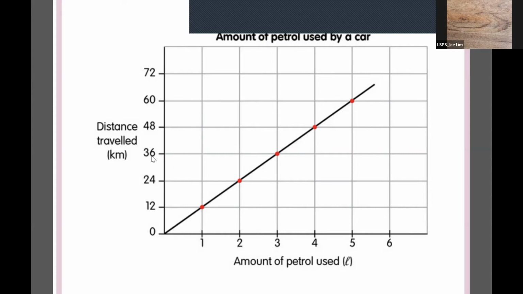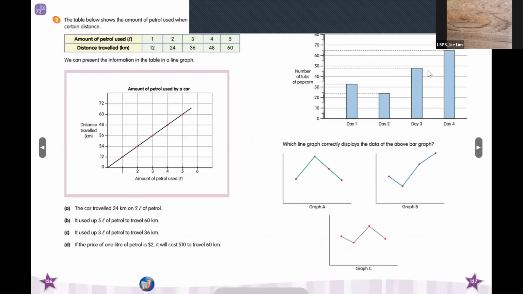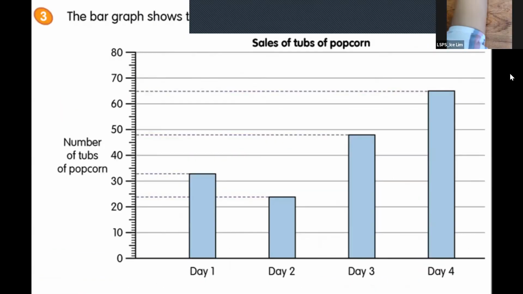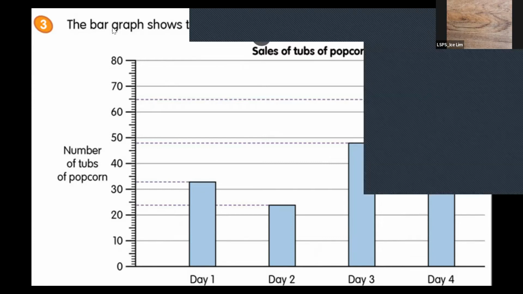What times table is this? 12 times table. Can you see now? Well, how come you can see the 12 times table? Because it's a straight line. Okay, then this one here. In this example, we are starting to learn how we can transform the bar graph here.